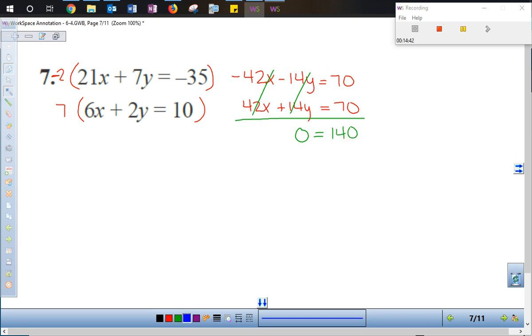Since I'm out of variables, I ask myself, is this a true statement? And it's not, so I cross out the equal sign. And since it's not a true statement, that means I have no solutions.